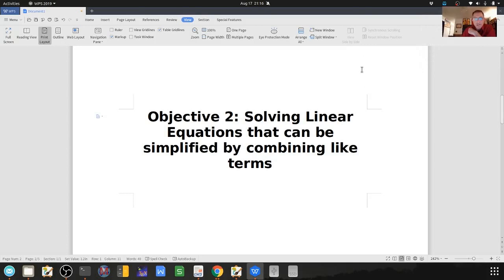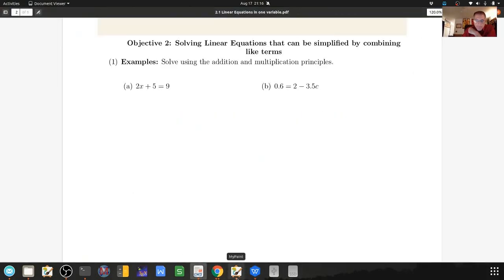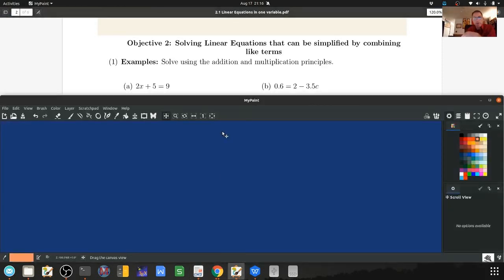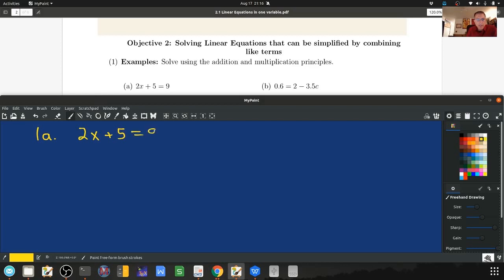So let's look at Objective 2, solving linear equations that can be simplified by combining like terms. Let's solve using the addition and the multiplication principles. So let's look at 1a. We're going to do these a few different ways here at first. I have 2x plus 5, and that's equal to 9.